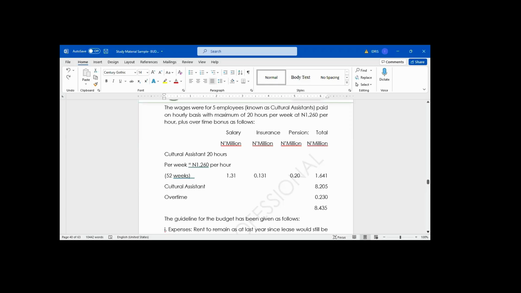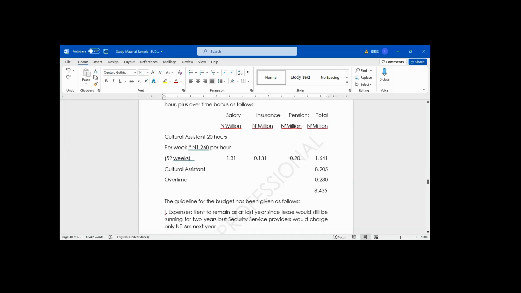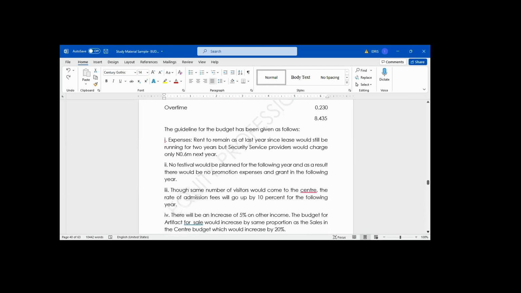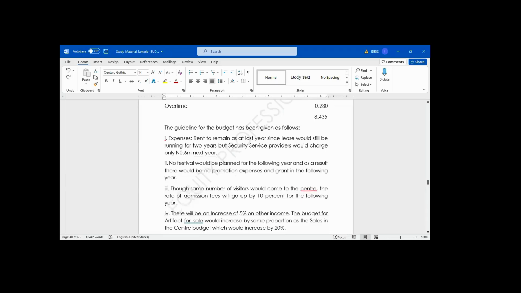Cultural assistants, 8.205. Overtime, 0.230. Total, 8.435. The guideline for the budget has been given as follows.